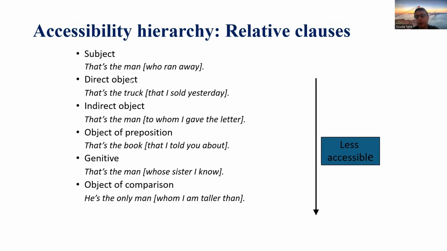And we can also use the relative clause to elaborate on the direct object in a sentence. So that is the truck that I sold yesterday. So in this sentence, that is not the subject. Why? Because we already have the subject here, I sold yesterday. So in this case, it's an object. It's an object relative pronoun. So now we're having a direct object, and that's the relative clause related to that.